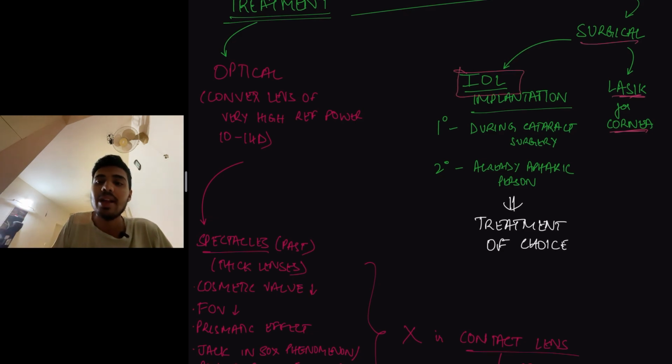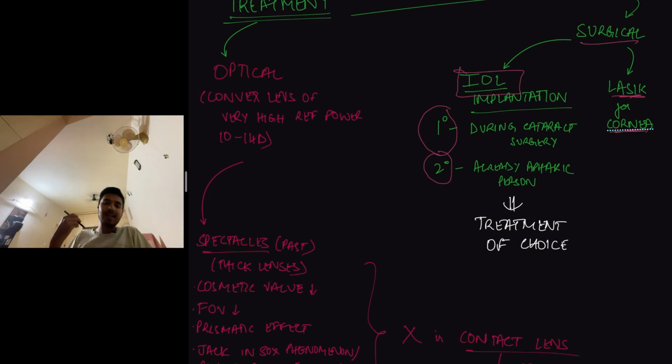IOL, intraocular lens implantation. Now, there are 2 types of IOL, primary IOL and secondary IOL. During cataract surgery, I'll remove the cataractous lens, right? Then I'll put another IOL, artificial, pseudophakia. So that is known as primary IOL. So during cataract surgery, for a brief moment, the patient is technically aphakic, right? You remove the cataract lens, the patient becomes aphakic, then you add the primary IOL.